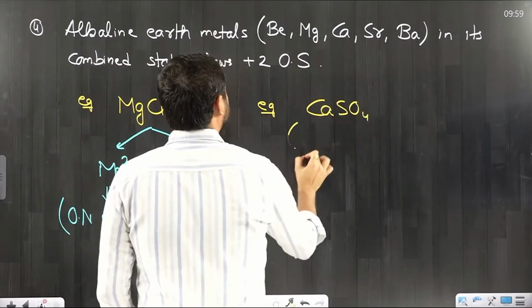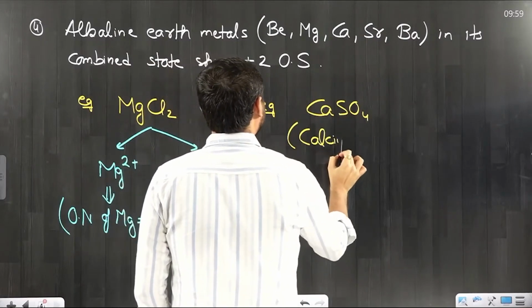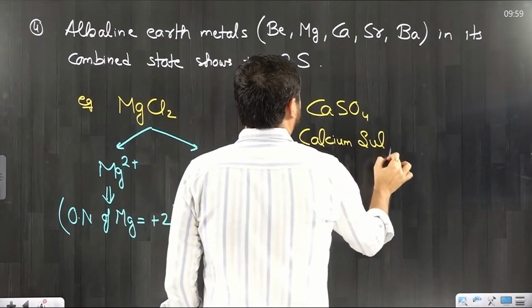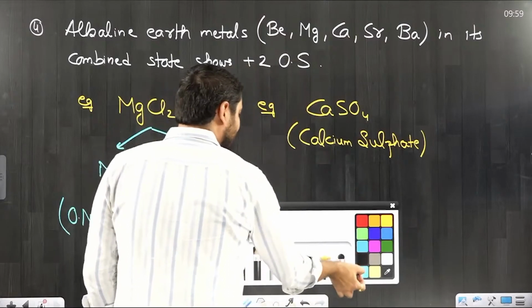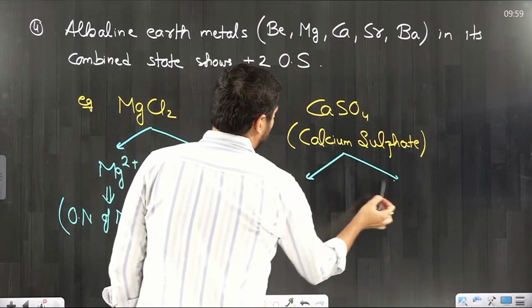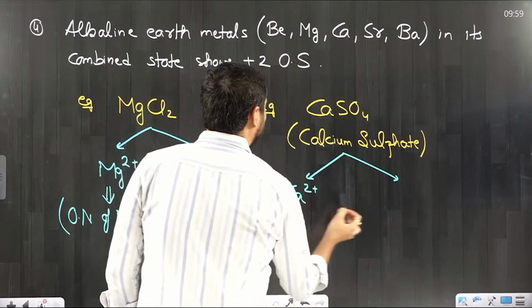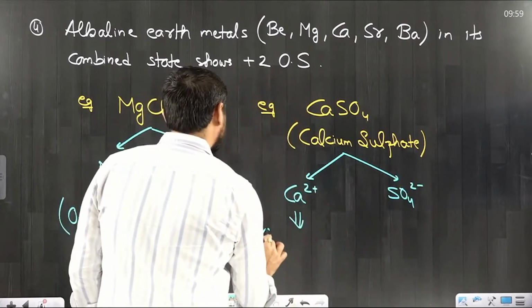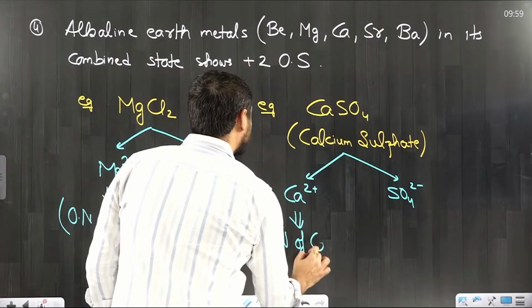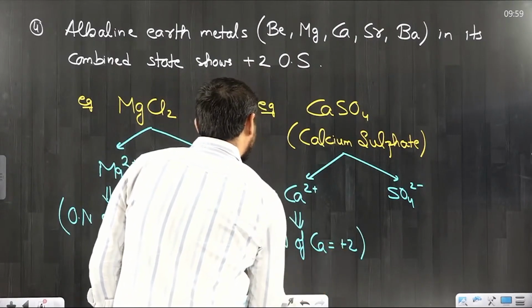CaSO4. So what is the name of the compound? Calcium sulfate. Now if we break this, what is present here? Calcium +2 and SO4 2-. So what is the oxidation number of calcium in this compound?